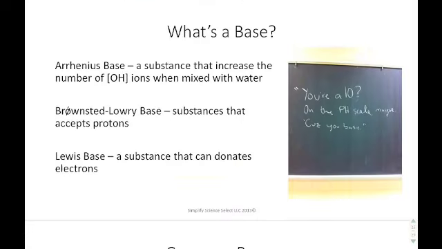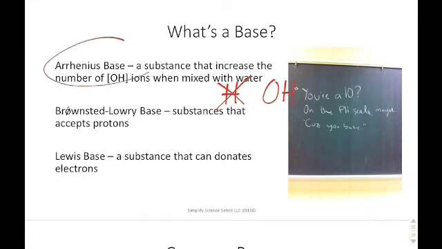Okay, what's a base? A base is basically the same thing as an acid, just reversed. So the Arrhenius base says when you take it and mix it with water, instead of producing H, it produces OH.